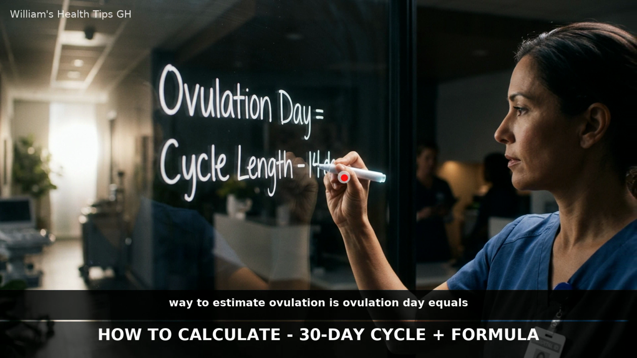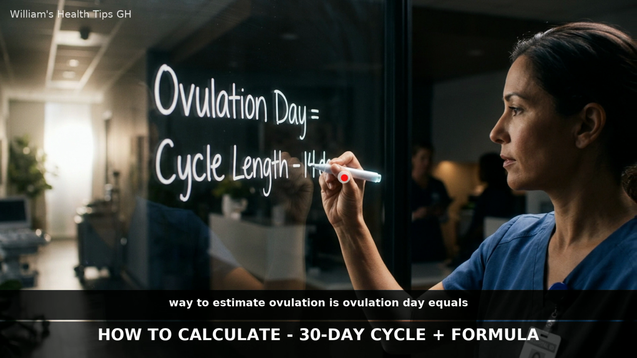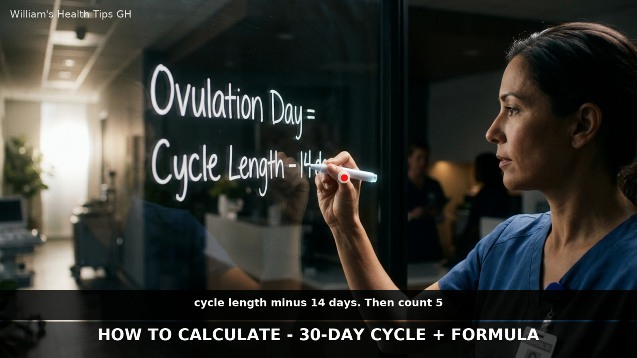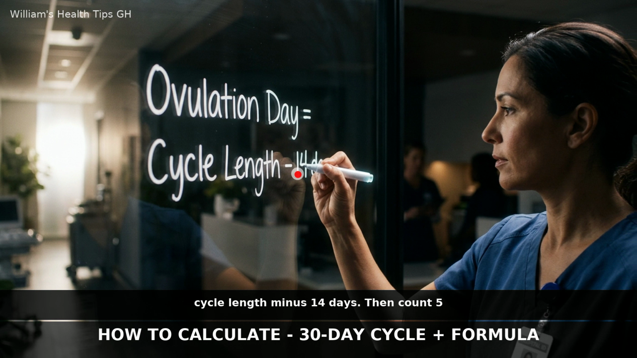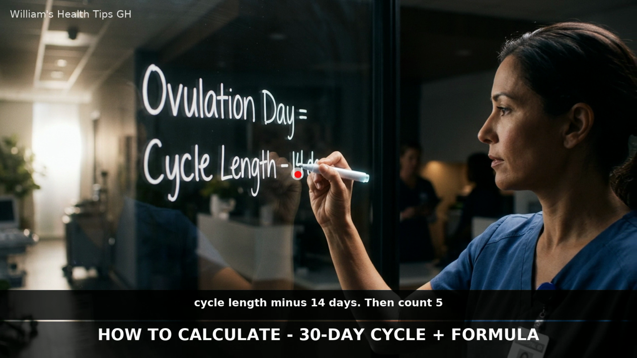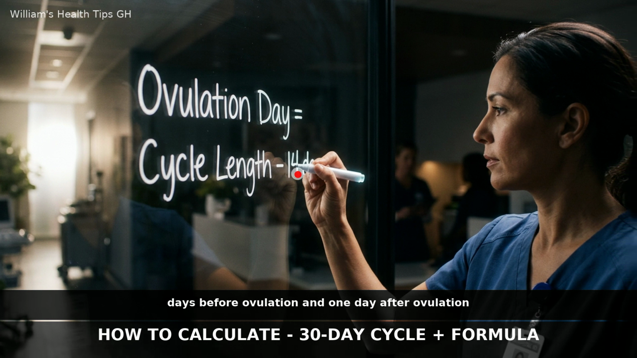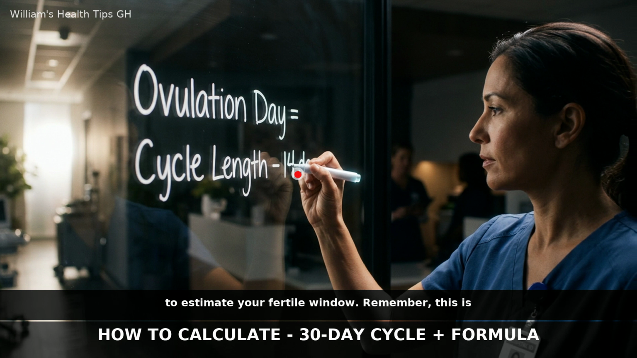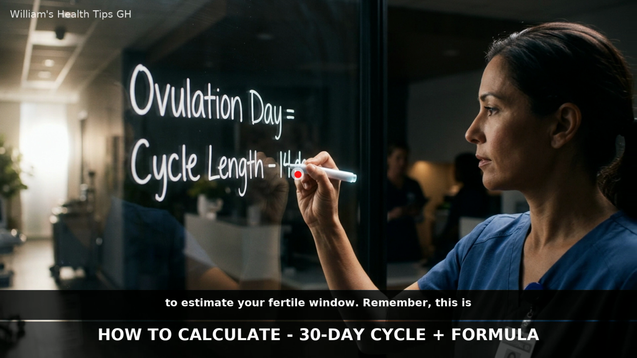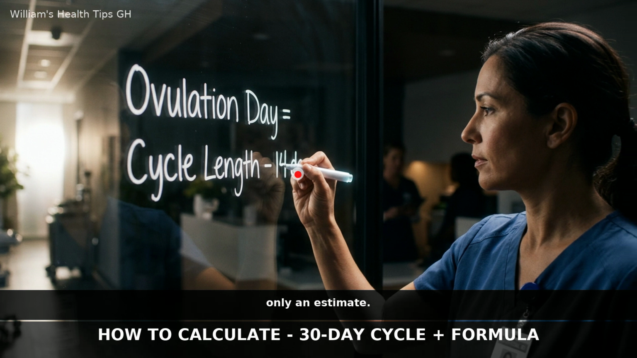A simple way to estimate ovulation is: ovulation day equals cycle length minus 14 days. Then count 5 days before ovulation and 1 day after ovulation to estimate your fertile window. Remember, this is only an estimate.